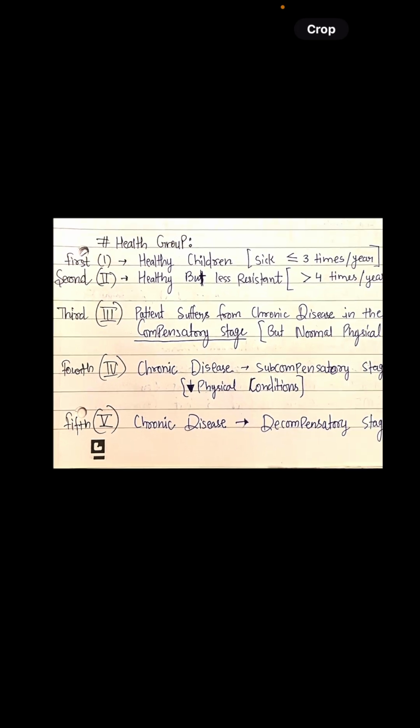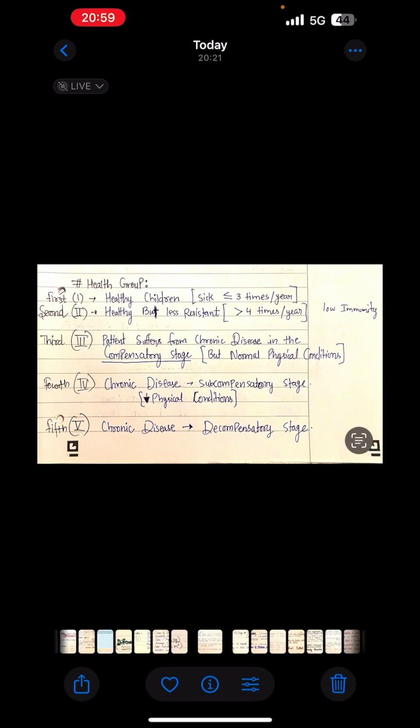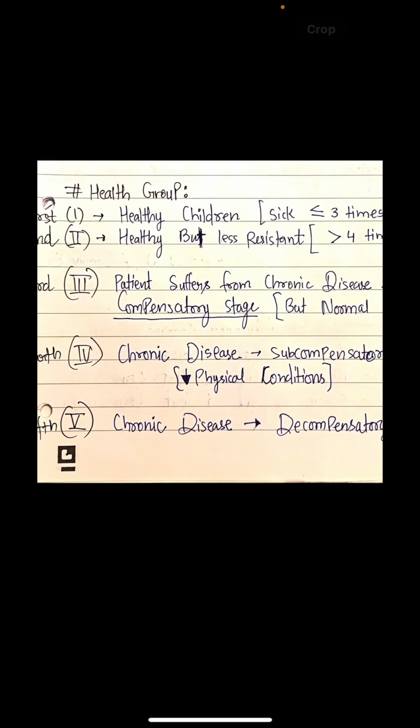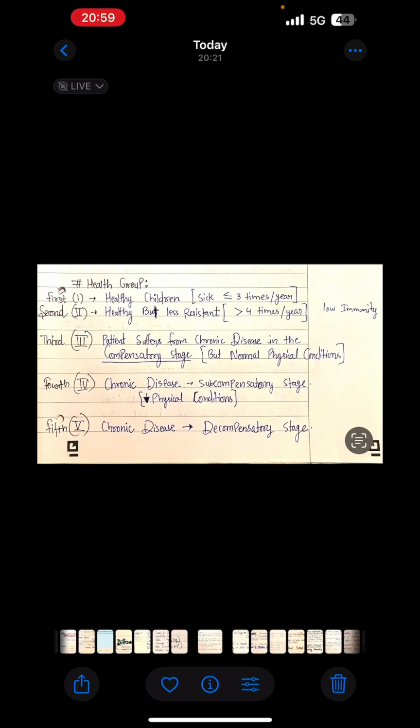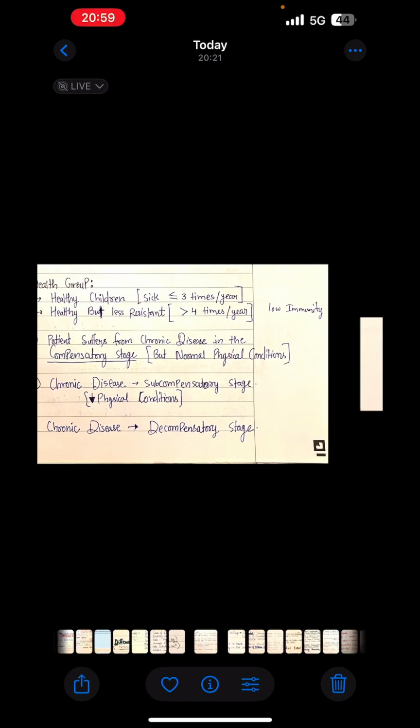In the fifth group, it's more like a palliative care group. So in the fifth group of the Ukrainian category, there are chronic diseases in the decompensatory stage. For example, there was a question where the glomerular filtration rate of a patient is just 5 ml per hour right now. So the patient needs to go for hemodialysis as soon as possible. So that's the decompensatory stage. At this stage, the patient cannot do any physical activity or any daily routine at all. So this is about the health groups.